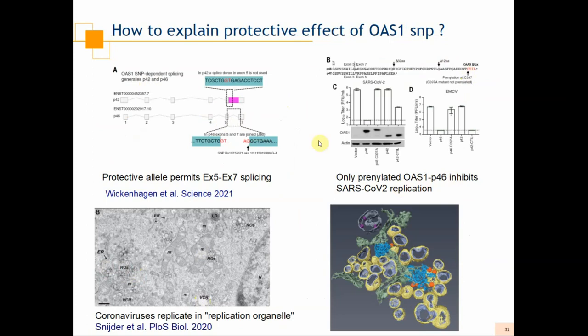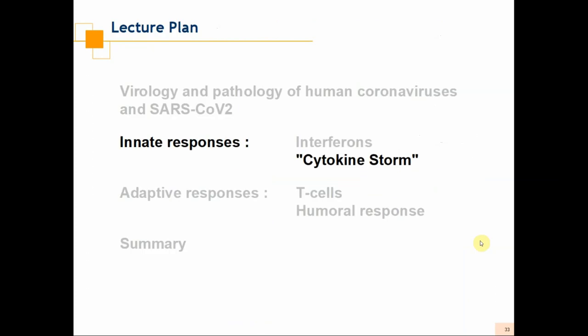So the protective form of OAS1 will be directed towards these membranes. So it's in the right place to detect virus replication, activate RNase L, and destroy the viral RNA. So basically that's how this is working.